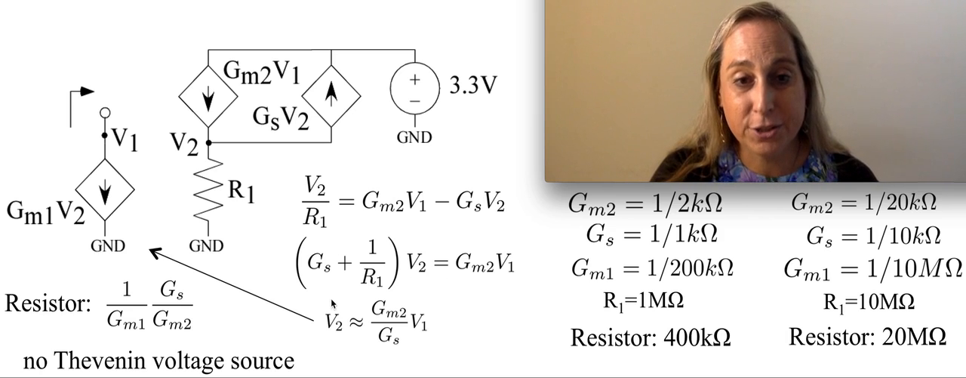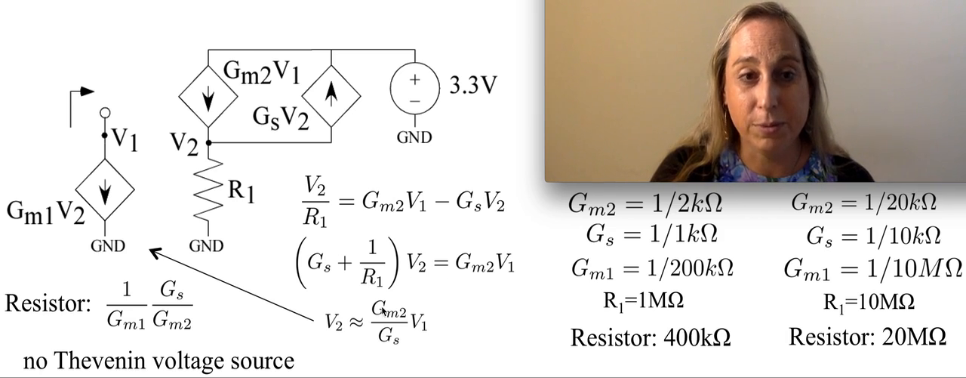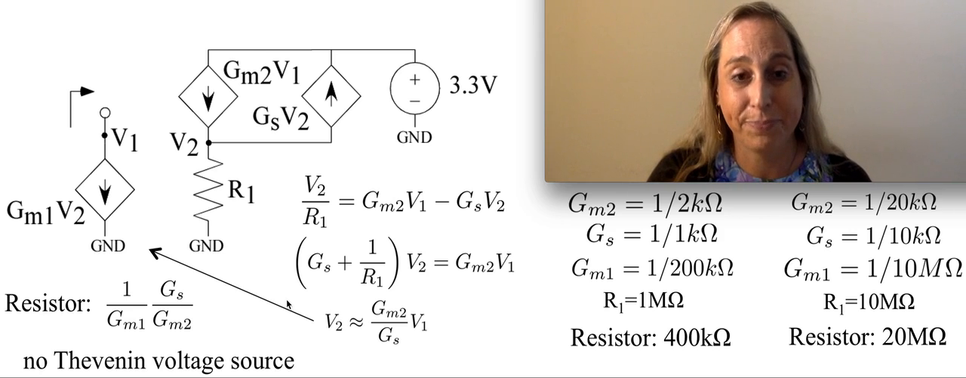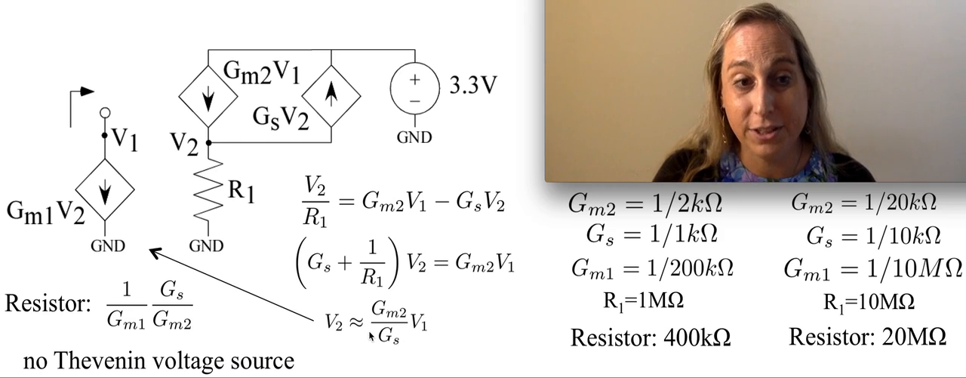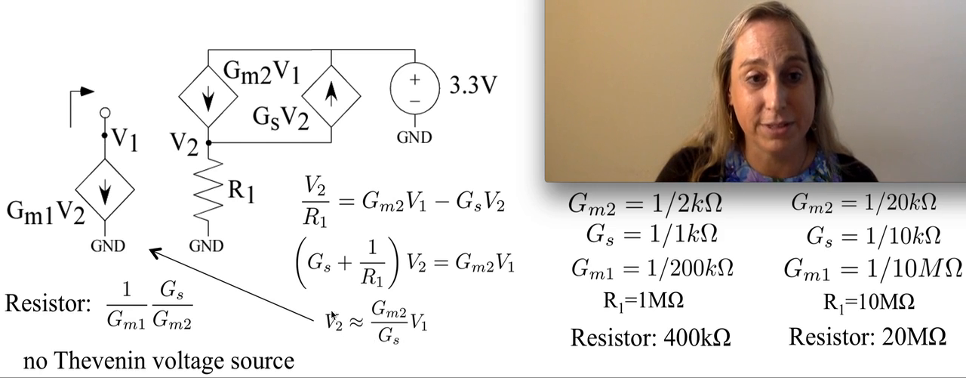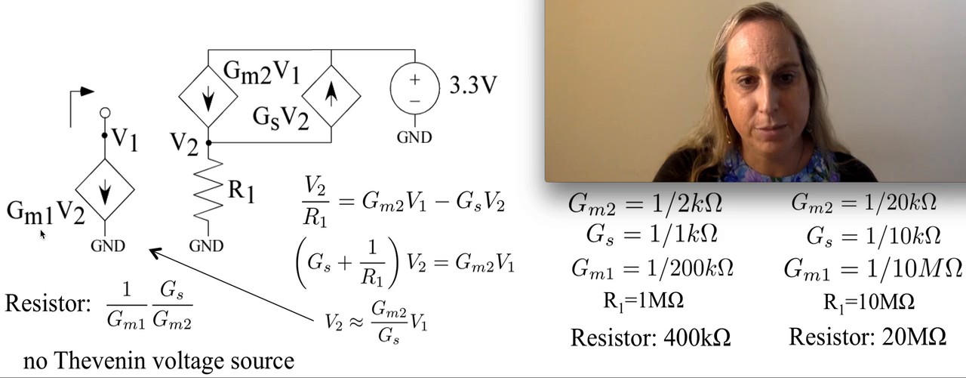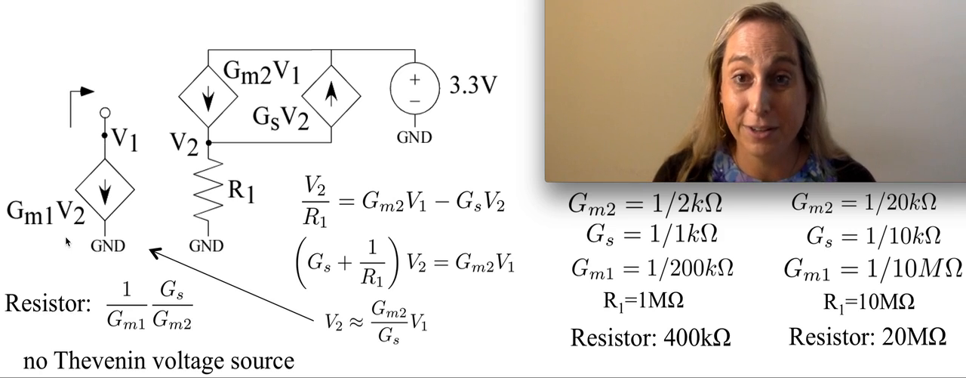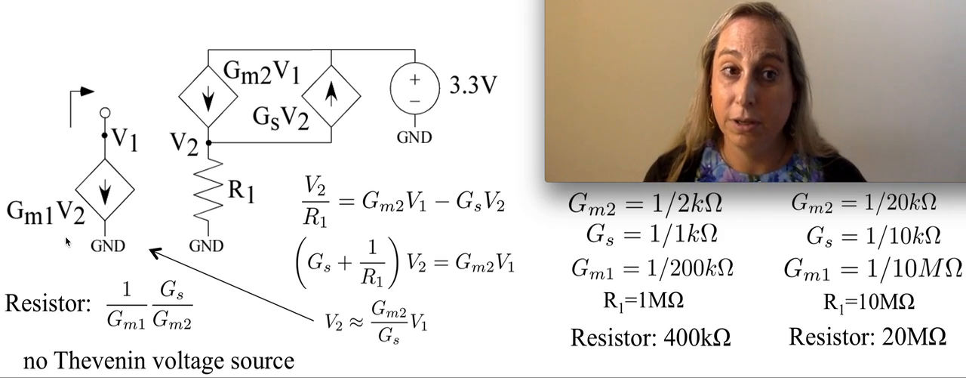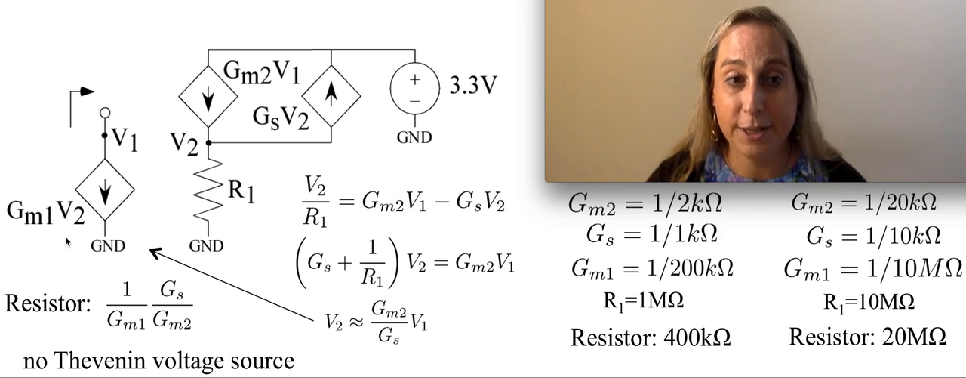And so you say, okay, this is great. This is giving a relationship between V2 and V1. Here's an interesting thing that happens. I can see GM1 V2, and this is really equivalent to GM1 times GM2 over GS times V1. So I can get a different term out of this. Actually, it's GM1 GM2 over GS times V1. And you're thinking, wait, I've got a current that's proportional to the voltage that I'm applying.